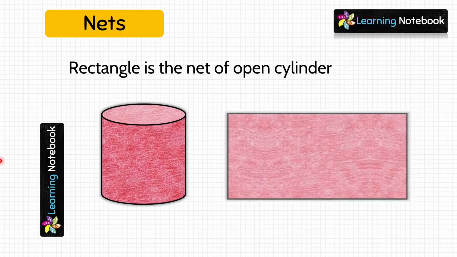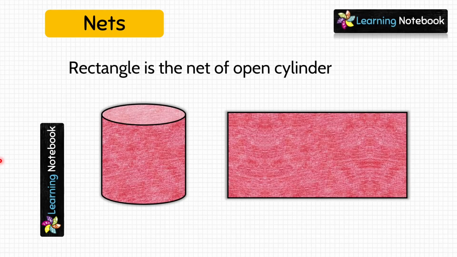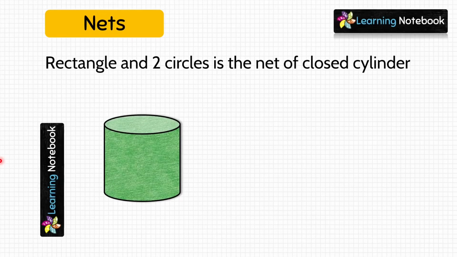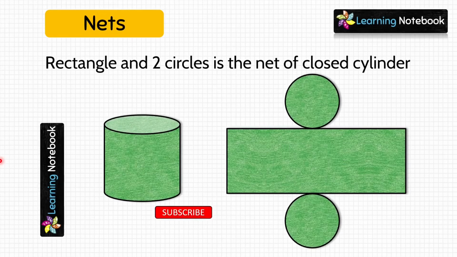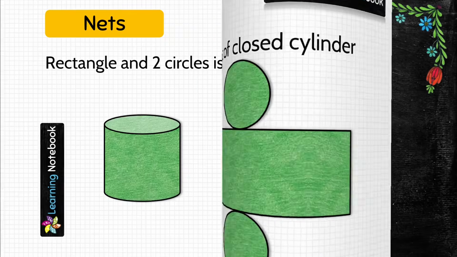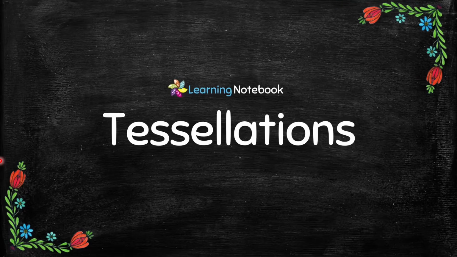Similarly, a rectangle is the net of an open cylinder. And a rectangle along with two circles is the net of a closed cylinder. So this was about nets. Let's move to our next topic, tessellations.